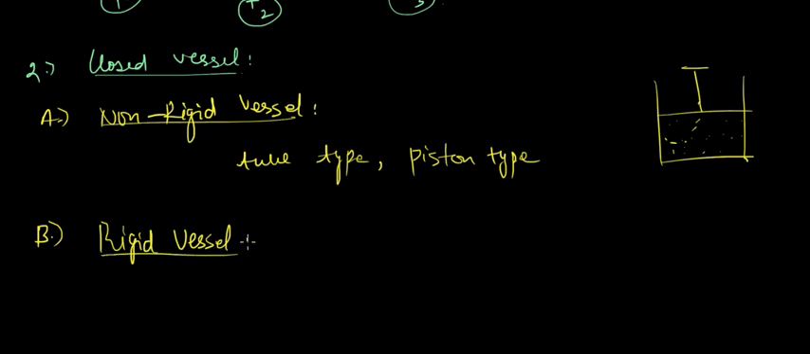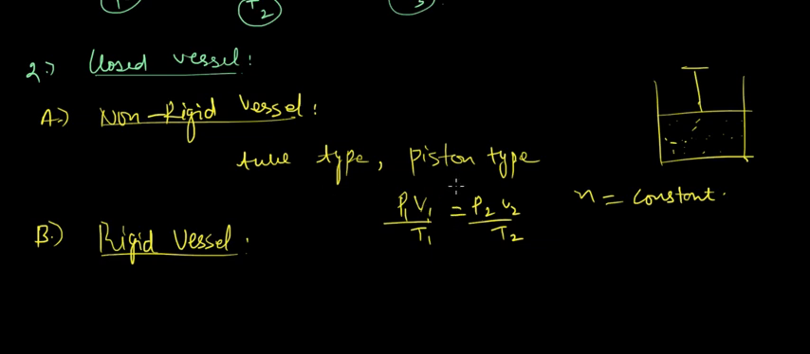Okay, before that I'd just like to say that here in any type of non-rigid vessel, n we are considering as constant. So as n is constant, we can equate P1 V1 upon T1 as equal to P2 V2 upon T2. Obviously the P1 V1 and T1 are, let's say, for the tube type, and P2 V2 upon T2 is for the piston type. We are just changing the storage type of the same number of moles of gas. Okay, so next let's discuss rigid vessel.